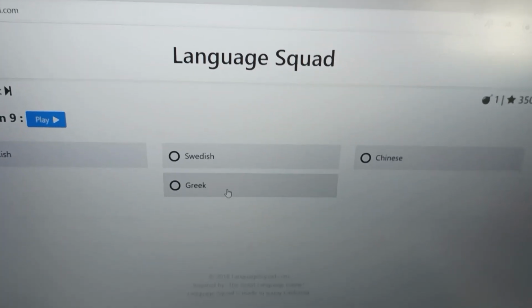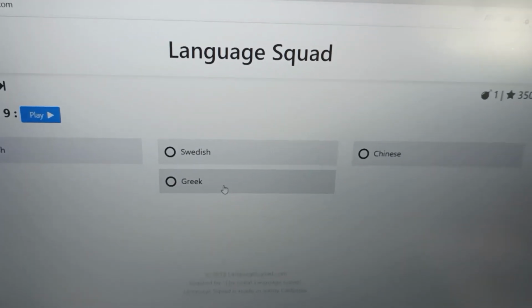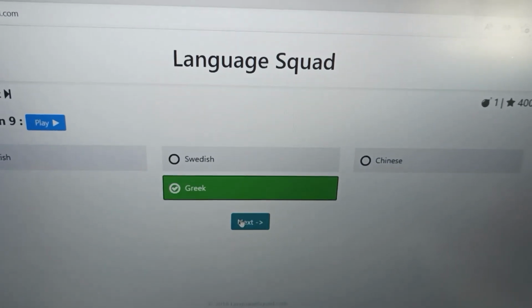Yes, again, Greek sounds a little bit similar, like Spanish, by pronunciation. So, yeah.